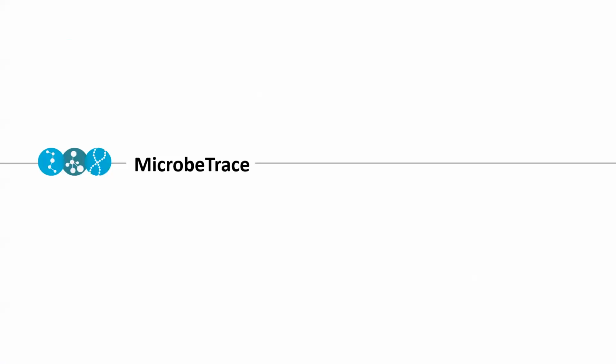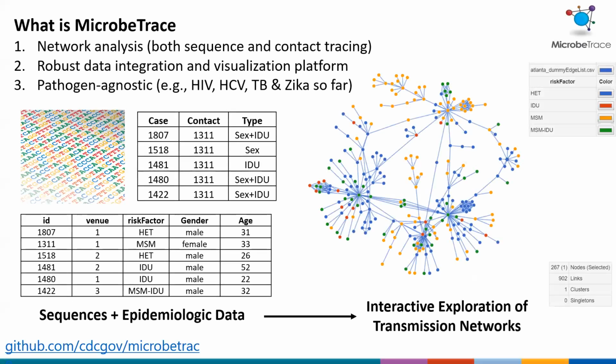So enter MicrobeTrace. That's a high level background on how we use these types of diagrams, what they're useful for in epidemiology, and how we can integrate them with lab data. MicrobeTrace really was built after that particular outbreak investigation that I described, to enable that type of investigation, to make it easier to spin up on a moment's notice. So MicrobeTrace enables network analysis, both of the sequence data and of the contact tracing data, and of the integrated view of both of those data sets.